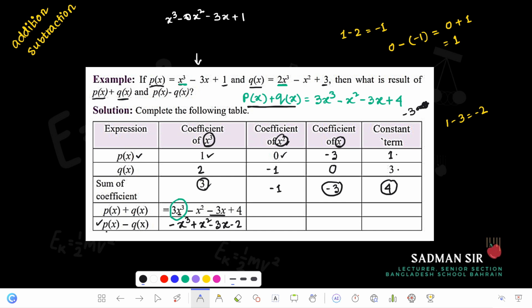Remember, here we have p of x, q of x is being subtracted from p of x, right? So p of x we have to write first, and then as there is q of x, in the next line we will write q of x. So q of x is 2x cube, then minus x square, then we have to follow the power, right? So 3, 2, then x to the power 1, but there is no x to the power 1 here, so we will write 0 x to the power 1, then plus 3.